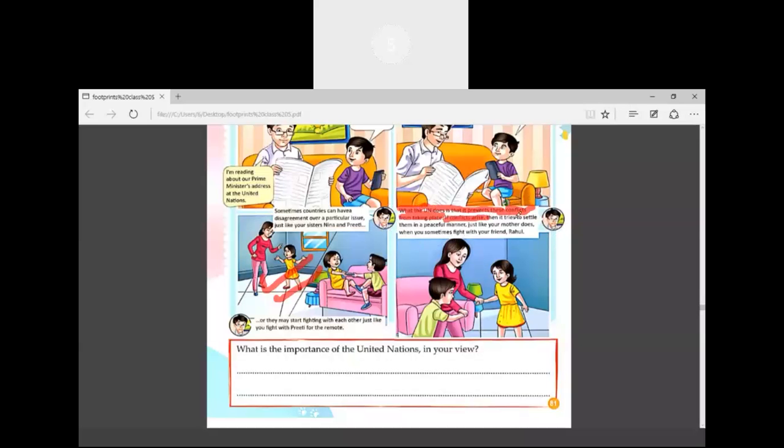If conflicts arise, then it tries to settle them in a peaceful manner. In case any conflict takes place, the United Nations will try to settle such conflicts peacefully, so that no violence can be there, non-violence can be there, and it can be settled peacefully. Just like your mother does sometimes when you fight with your friend Rahul. At that time your mother helps you to resolve this conflict.